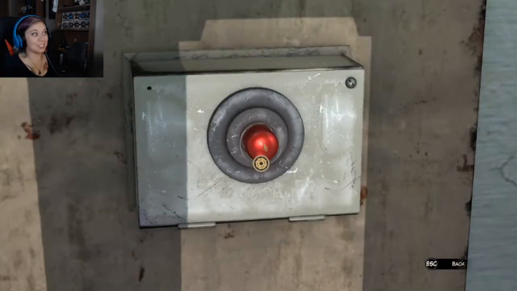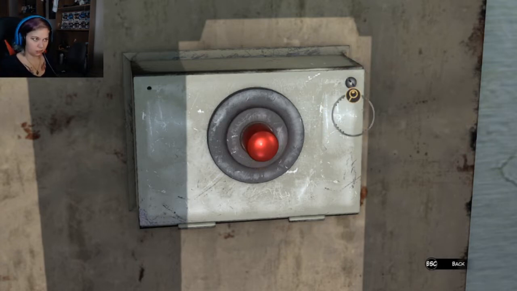Ooh, the first puzzle of the game, guys. Can I do it? Where'd my cursor go? Why does my cursor disappear? That bothers me.